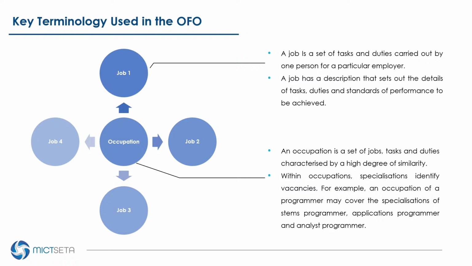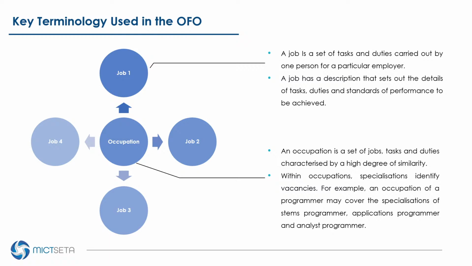So within occupations, specializations identify vacancies. So you could have, for argument's sake, the doctor. The doctor has different specializations, but it's linked to one occupation. So you can have different specializations, but if you have to use the OFO code, it will always be one code, which is linked to the occupation. So this is how we're using the OFO. This is how you should be using it within your organization to classify different jobs, which you will link to an occupation.